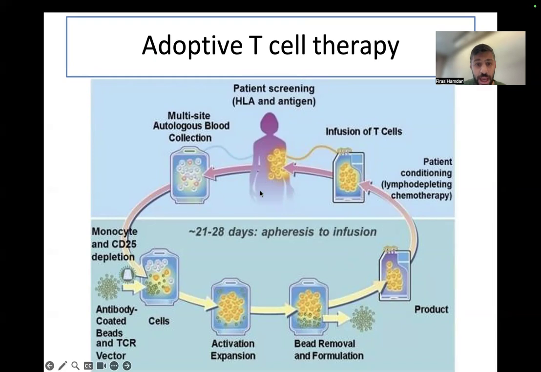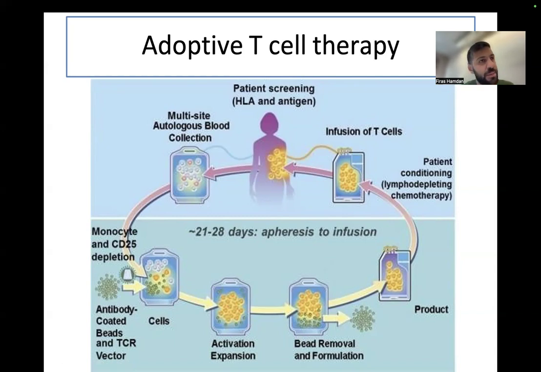So what you do is, let's imagine this is your patient. You take the T cells from the blood. Basically, you're able to actually separate them. And then you literally activate them and you expand them. So let's imagine here you have, let's say, 1 million T cells. You can expand them to 1 billion. T cells are so easy to expand.